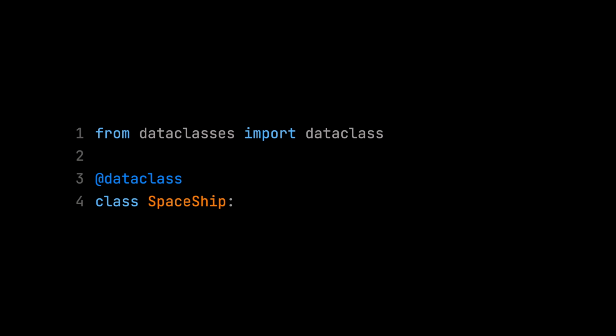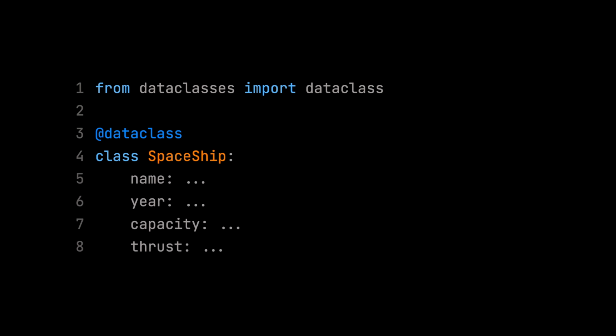To create a data class, we first need to import the data class decorator from the built-in Dataclasses module, and then apply this to a class declaration. Then we can add in the inputs we want to store as individual attributes, along with some default values. Let's also add some type annotations for better readability, and now we've made our first data class.